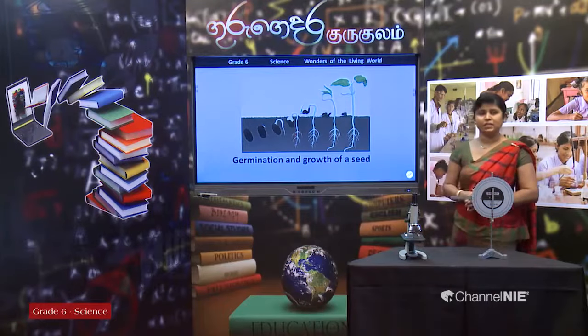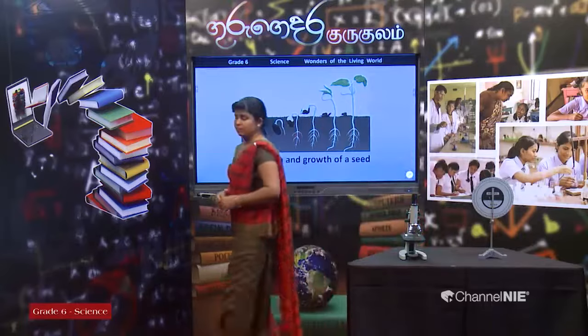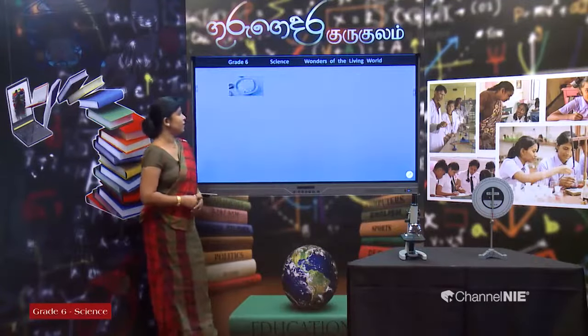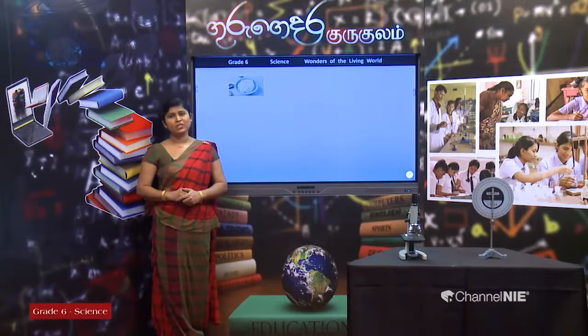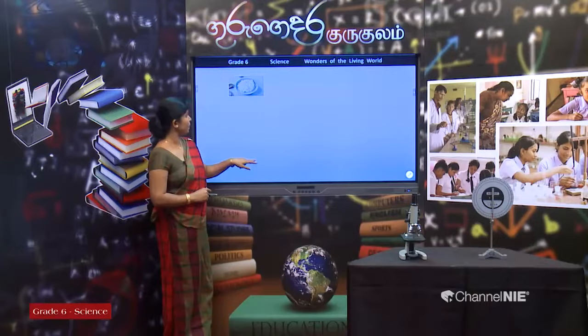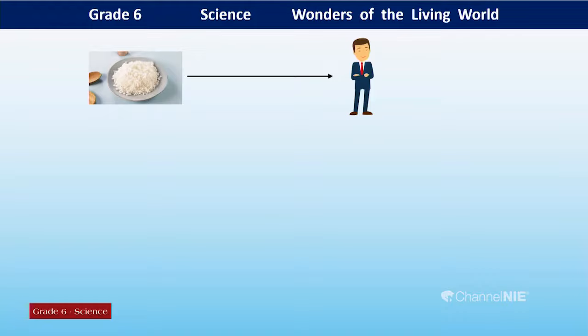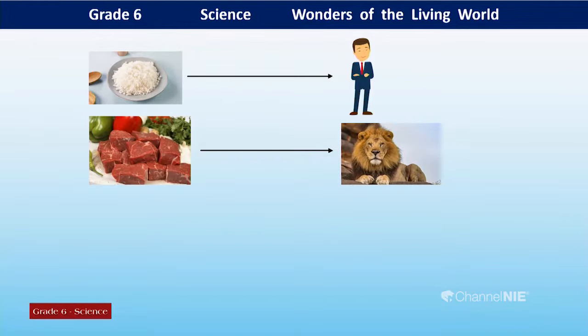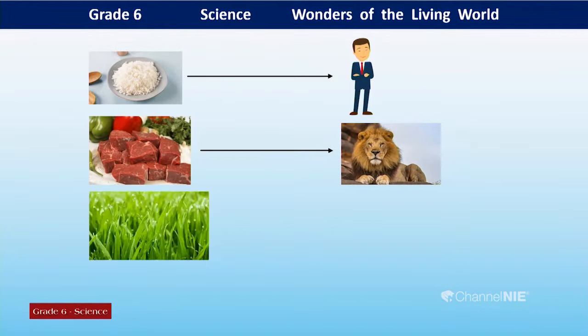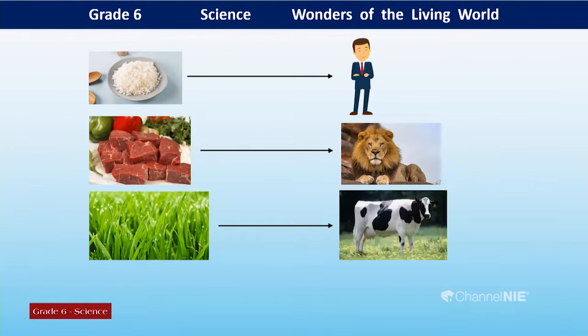Now, let us see the next part of the lesson. The next topic is nutrition, but before talking about nutrition, we will see these pictures. You can see that the rice is eaten by the man. The man eats rice. Meat is eaten by the lion. The lion eats meat. Grass is eaten by the cow. The cow eats plants or grass.